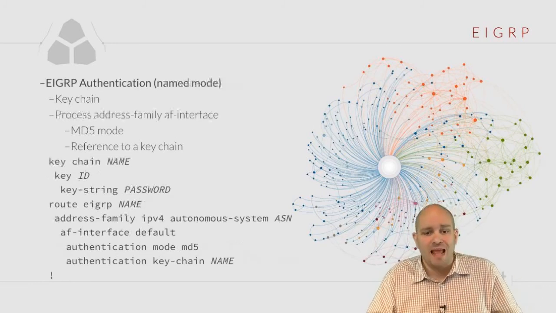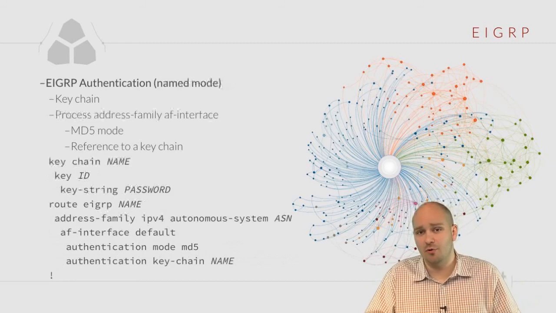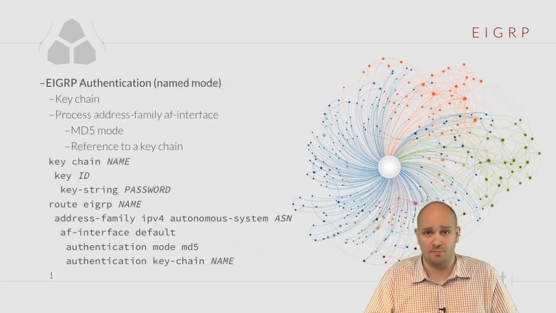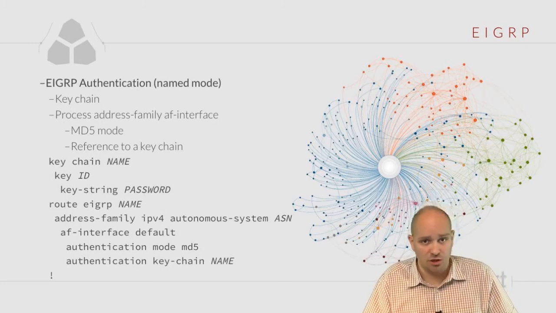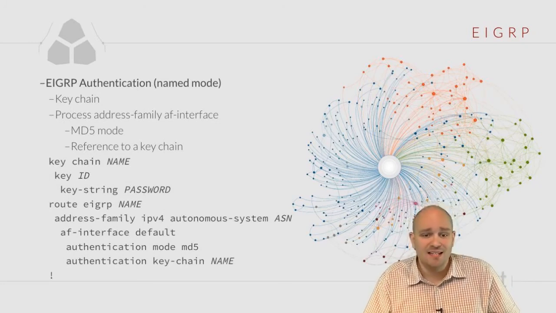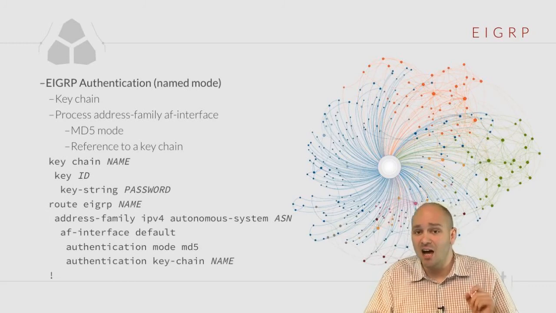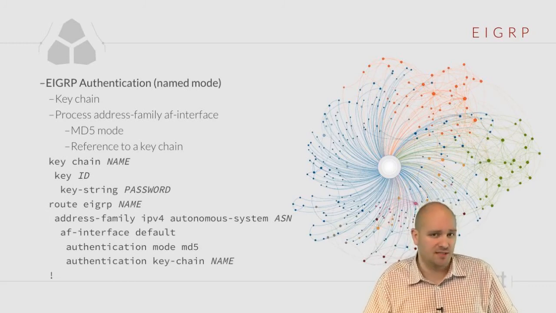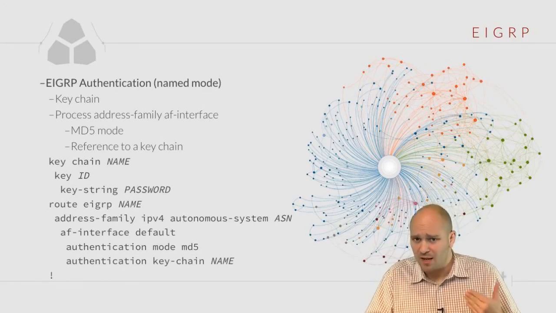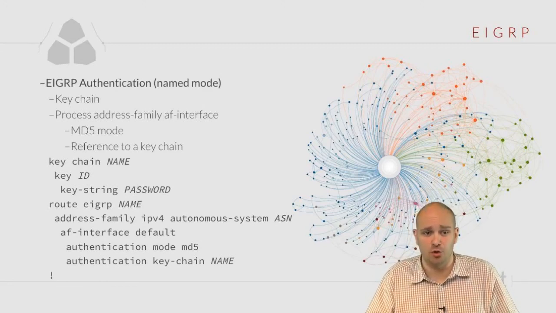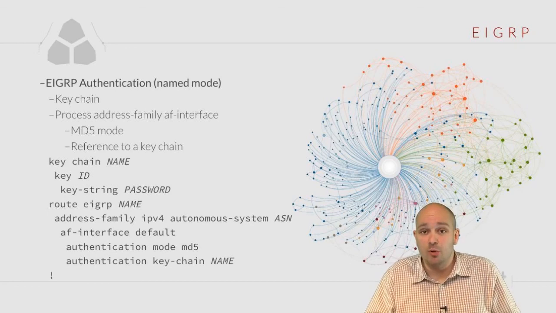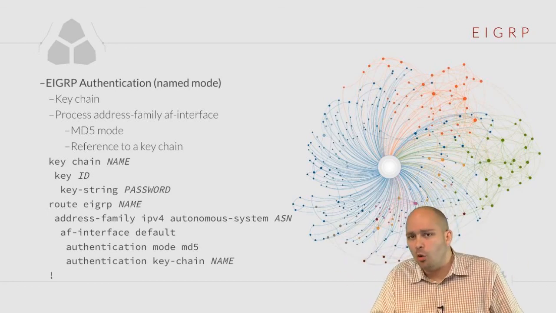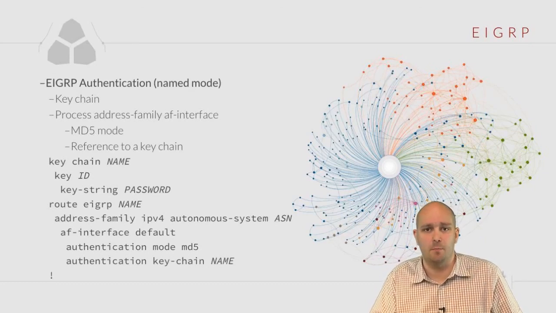Relatively straightforward. Even easier if you are using named configuration mode. Again, 2 steps that are required. First, the definition of the keychain, and second, this time under the process and under the address family, we're going to go into the AF interface subconfiguration mode. And remember, for the AF interface, we can use either the keyword default, in which case this is going to apply to all the interfaces enabled for this EIGRP, or we are going to specify interface by name.